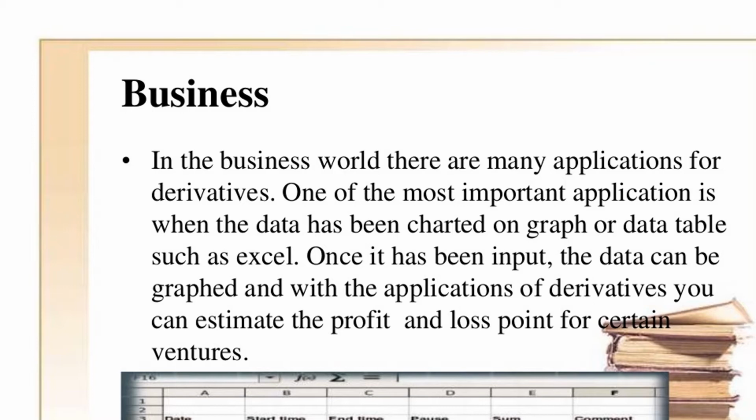Not only in science, in business also we use the concept of derivatives. In the business world, there are many applications for derivatives. We apply derivatives in the business field also. One of the most important applications is when the data has been charted on a graph or data table such as Excel. You know Excel sheet.